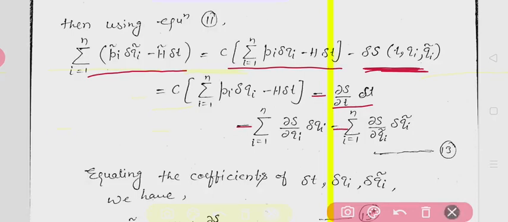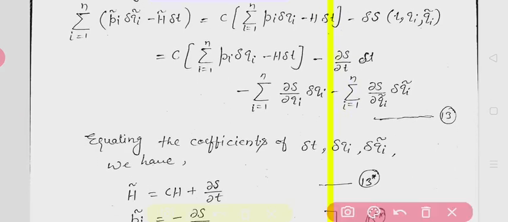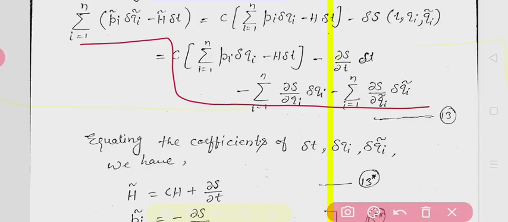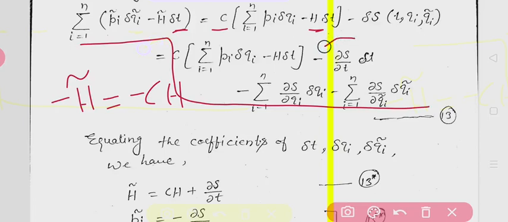So now what you have to do? Now there are two equations. In this equation you have to compare the coefficients of the variables δt, δq̃i and δqi. Okay, I want to compare both coefficients. If I consider the coefficient of δt, here it is minus H̃ if we are comparing the δt coefficients. And here it will be c into minus, that is minus cH, and minus ∂S/∂t. So the minus cancels on both sides, and that will be H̃ equals cH plus ∂S/∂t.